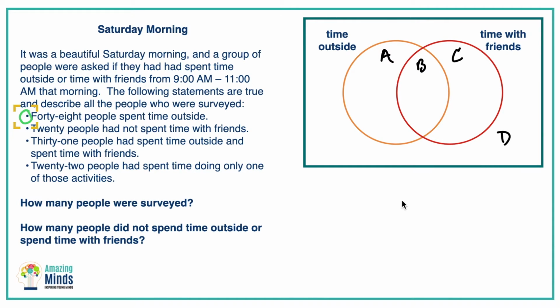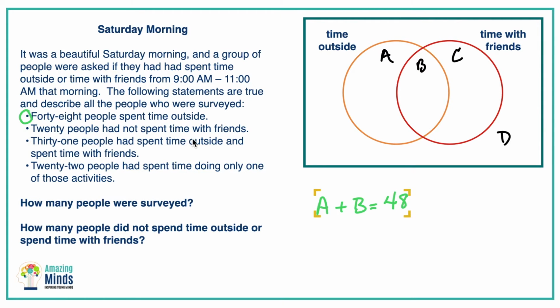So they can write A plus B, and you can ask, what equation can I write to show that the people in this section and the people in this section all spent time outside, and that's 48 people. So you'll want to question them and let them come up with that. Okay, let's look at the next clue.